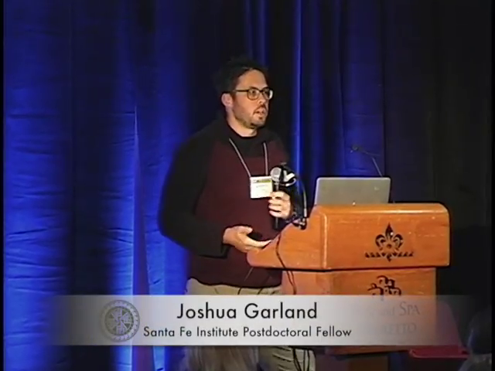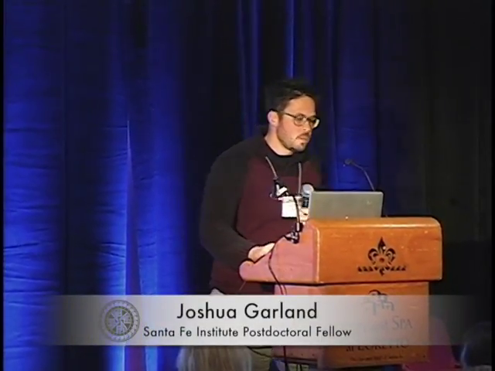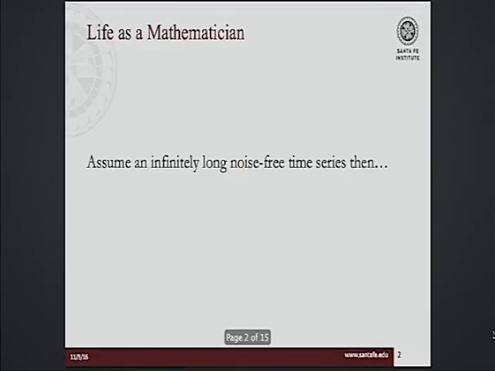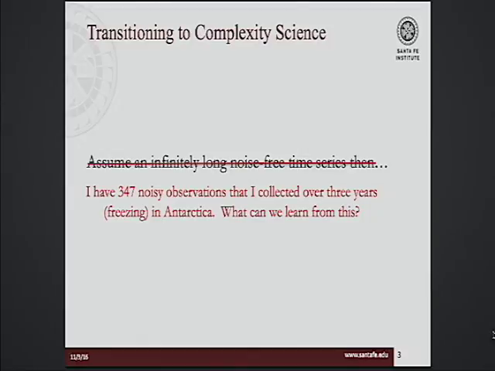So while I got my PhD in computer science, I actually started my academic career as a mathematician. And when I was a mathematician, I was really lucky that I just got to assume I had anything I wanted, and then I could prove fantastic things. So I could say, assume I had an infinitely long time series, then I could go on to prove these great things. But as I transitioned to be a complexity scientist, my world changed. And now instead of assuming I have all the data I want in the world, now I have 300 noisy observations that someone collected while freezing in the Antarctic. And what they want to know is, what can we learn from this?